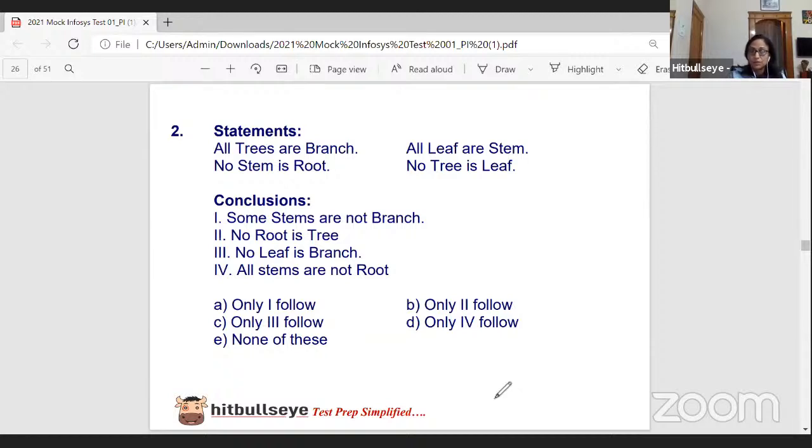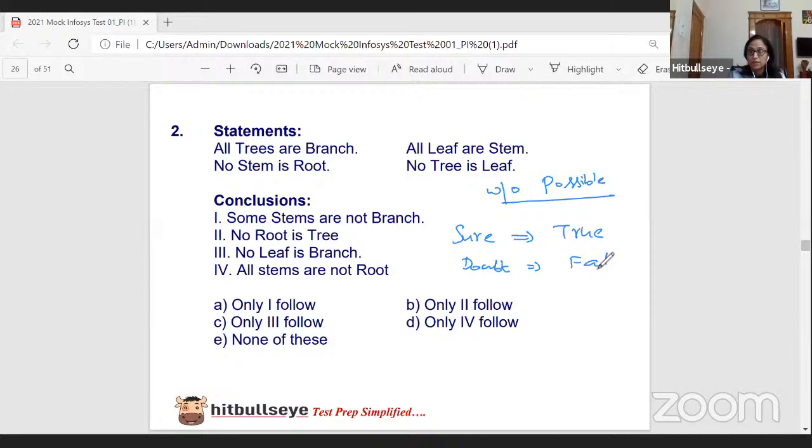So without the word possible, when the word possible is not there, then the rule is, if you are sure about that conclusion, then it is true. If you are doubtful about that conclusion, then it is false. And when you know that it is a wrong conclusion, even then it is false.